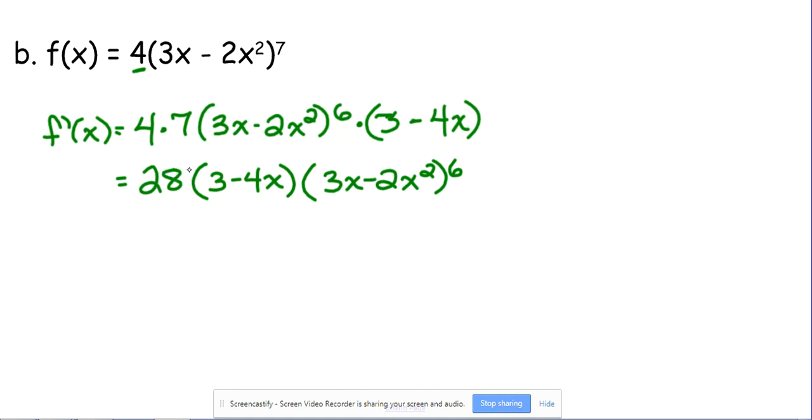Okay, we really don't want to distribute that 28. We really don't want to multiply anything out. We actually can't multiply anything between these two binomials right here. So we're just going to leave it like that. Nice factored form, and we're done. That's our derivative.